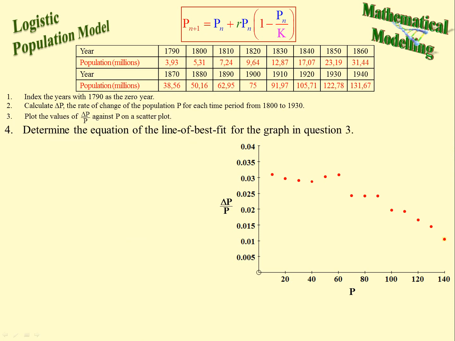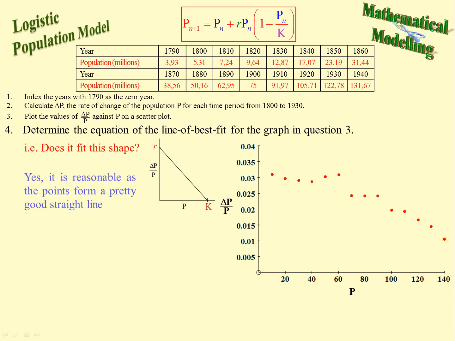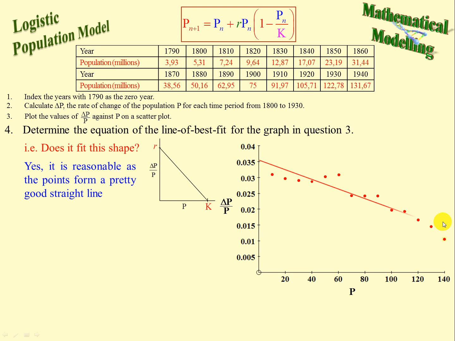Determine the equation of the best fit line for the graph in question 3. Well, the easiest way to do that is to take each point, enter it into a calculator, and use the calculator with the regression line process. Does it fit the shape, first of all? Yes, it's reasonable. It fits a pretty good straight line. There goes the straight line. That is the actual regression line, and it definitely looks like a least squares regression line. Using linear regression on the calculator, that's why I can get to so many decimal places. There is the equation of that line.